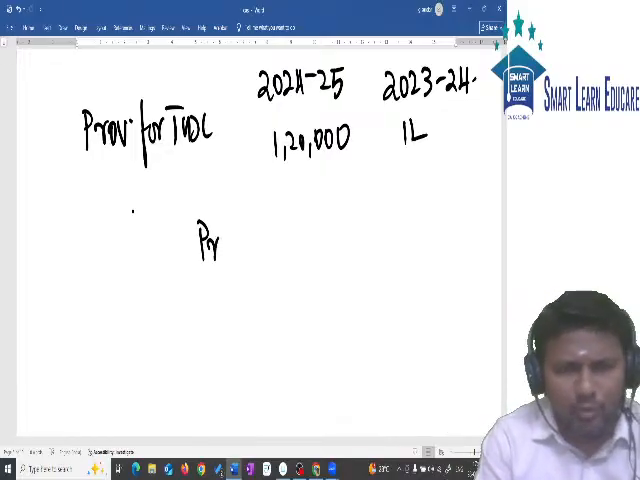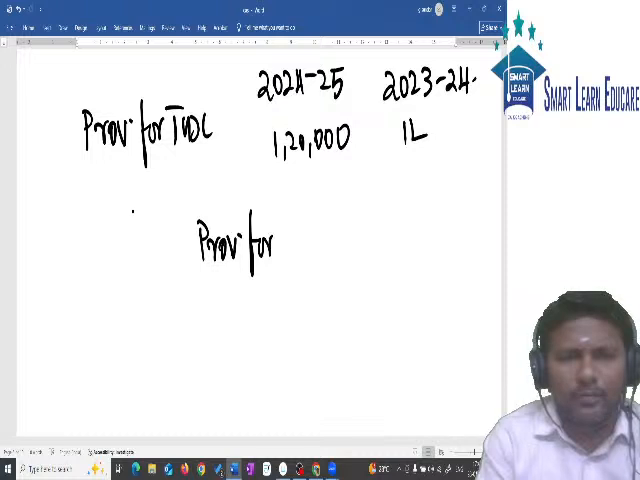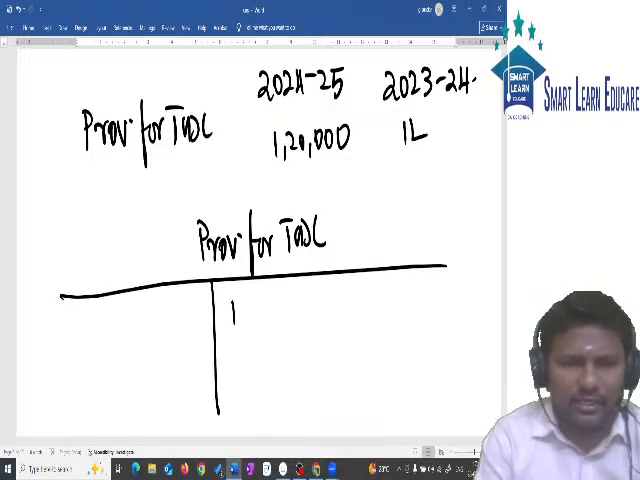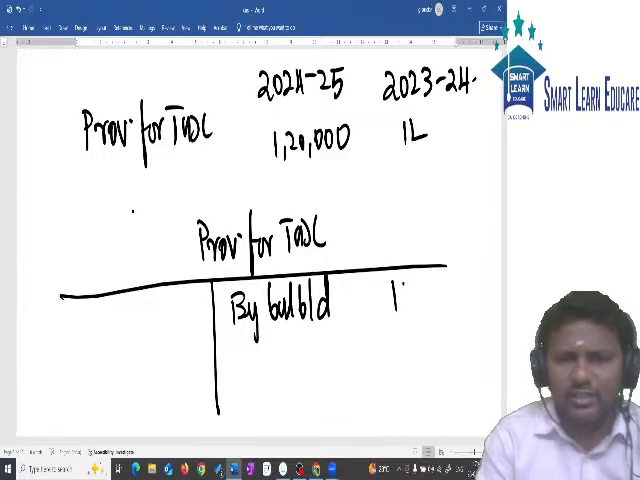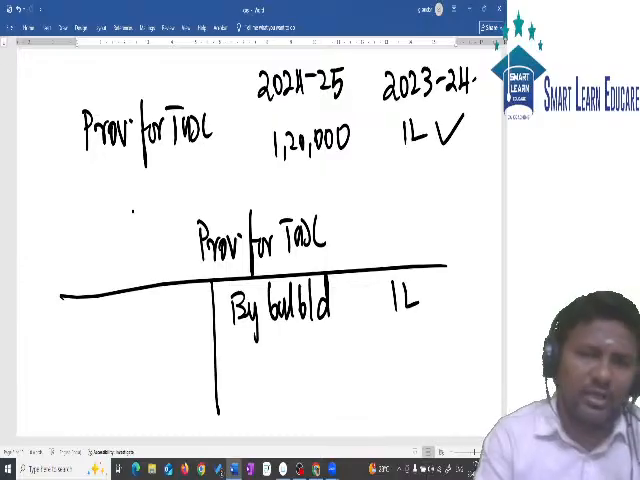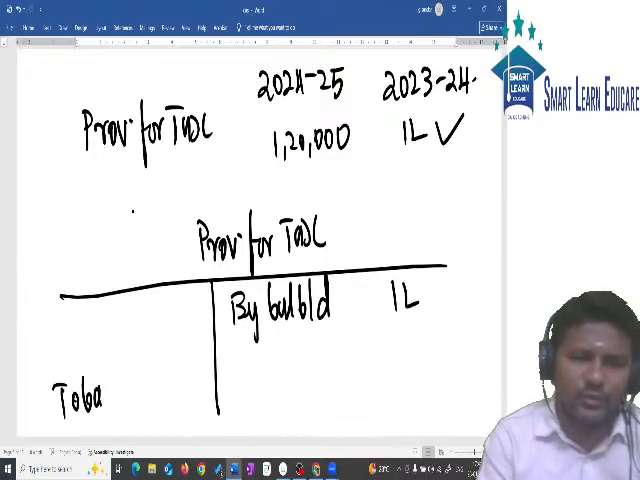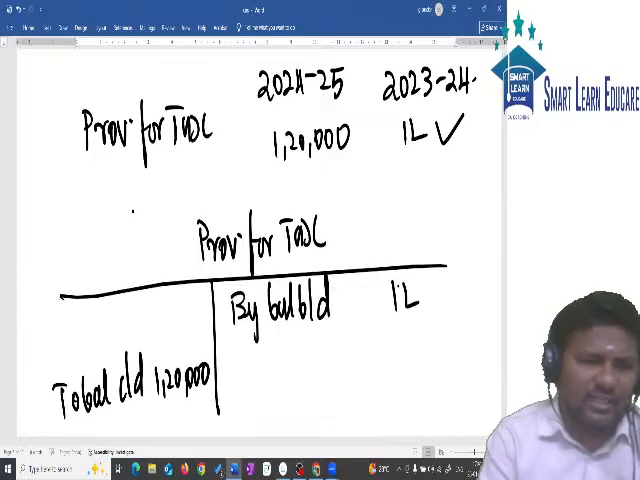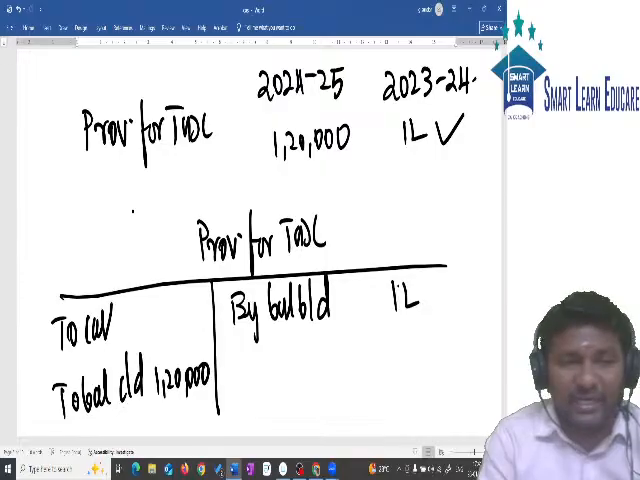When you prepare the provision for tax account, first the opening balance of provision is by balance brought down, which is 1 lakh. The closing balance of provision, to balance carry down, is 1 lakh and 20,000. Whatever opening balance of tax is there, that tax should be treated as paid in the current year.